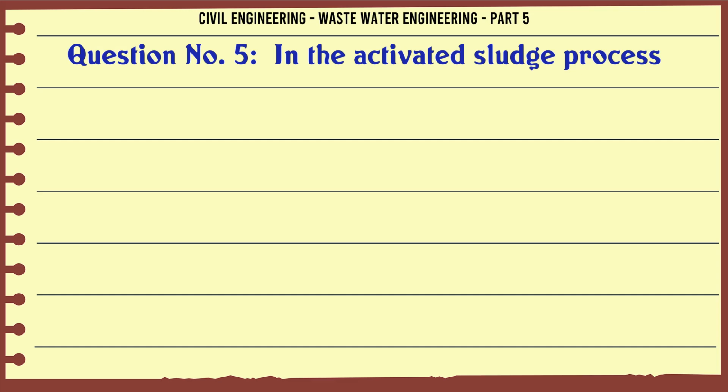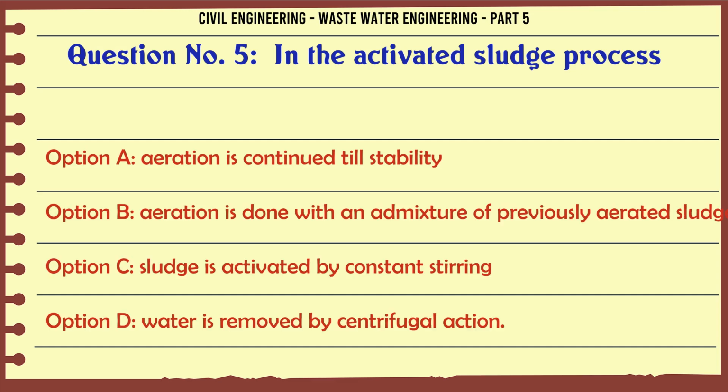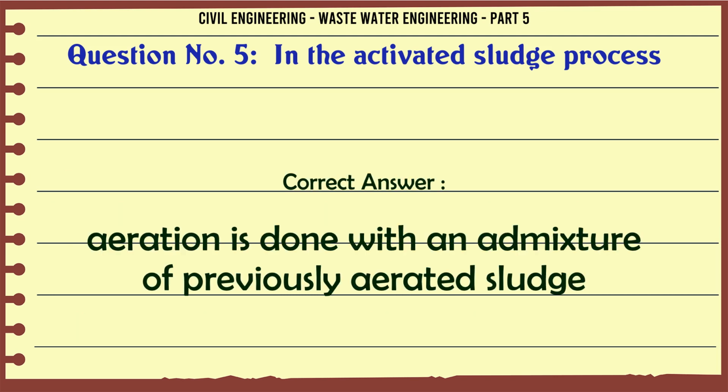In the activated sludge process: A. Aeration is continued till stability, B. Aeration is done with an admixture of previously aerated sludge, C. Sludge is activated by constant stirring, D. Water is removed by centrifugal action. The correct answer is aeration is done with an admixture of previously aerated sludge.